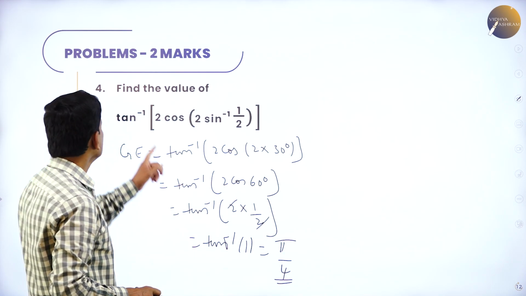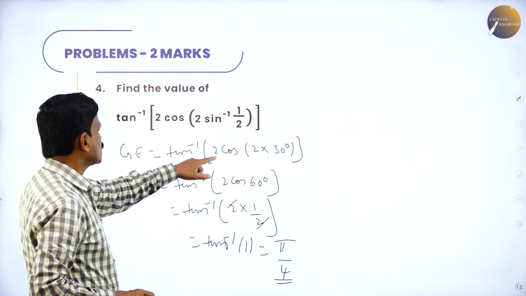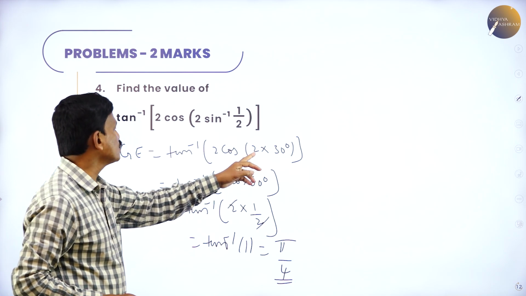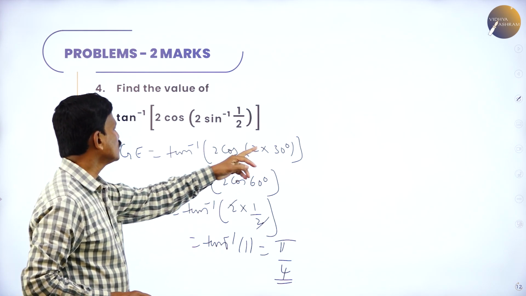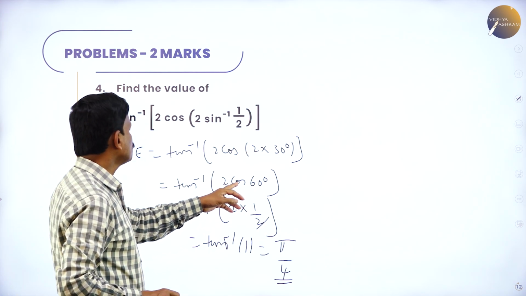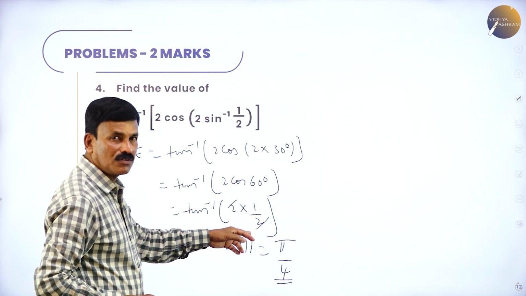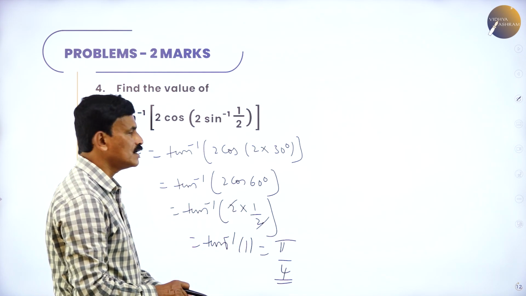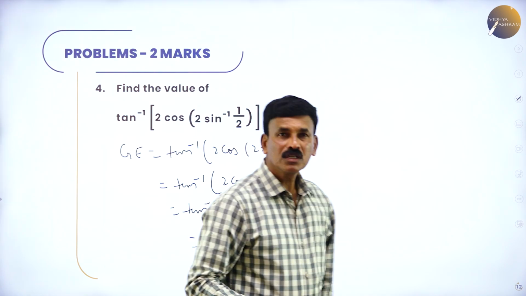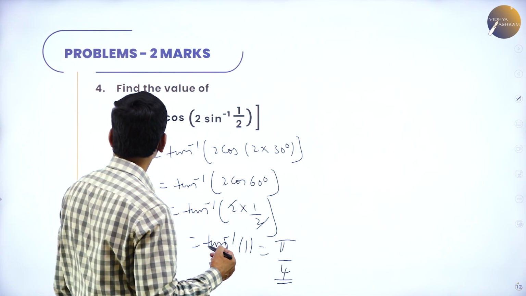That's it. See, tan inverse 2 cos, as it is, 2 into sin inverse 1 by 2 is 30, sin 30 is 1 by 2, 30 into 2 is 60, 2 times cos 60 is again 1 by 2, 2 and 2 get cancelled, tan inverse of 1 is equal to pi by 4. Now, let us move on to the next problem.